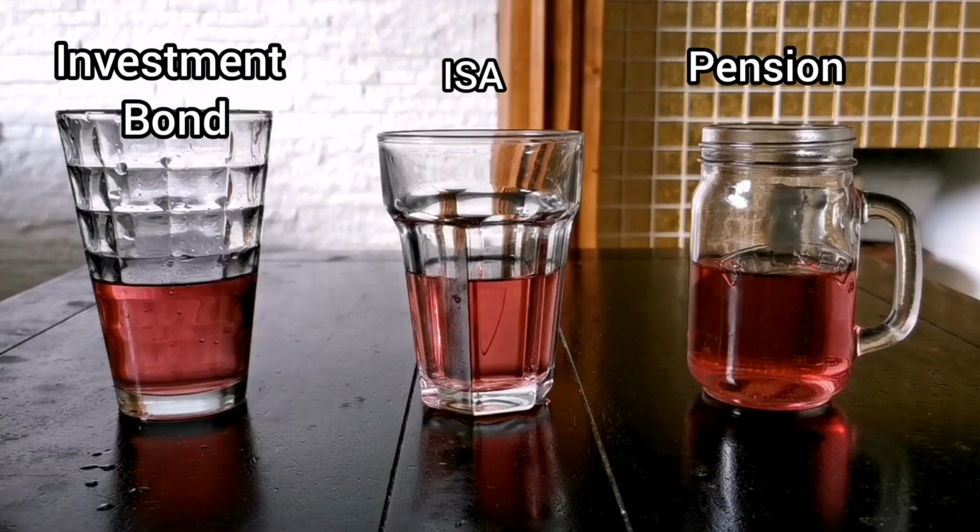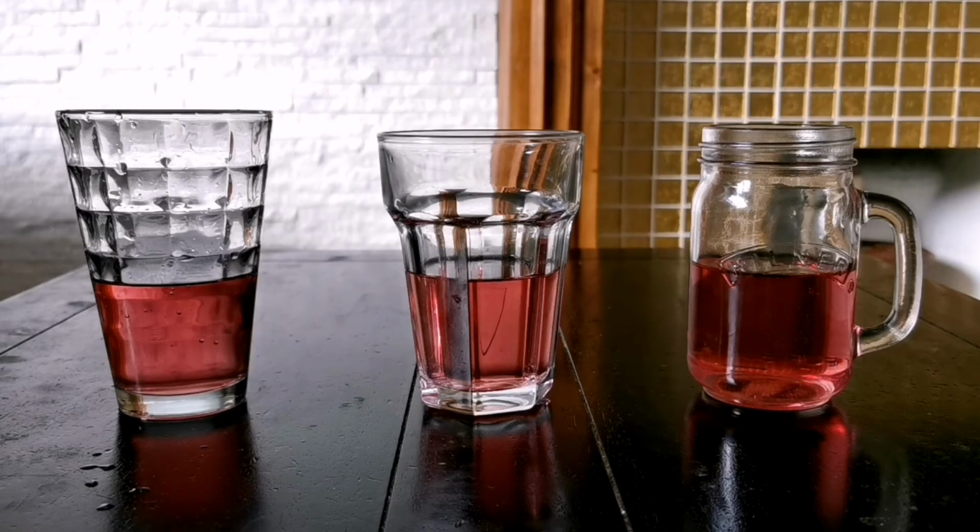Okay, so there are a number of other tax wrappers available, but they're the three examples that I've used just to explain to you and demonstrate how it works. So does that sort of make sense for you?